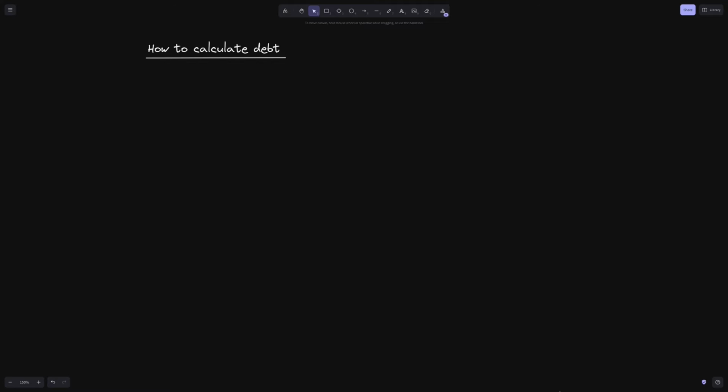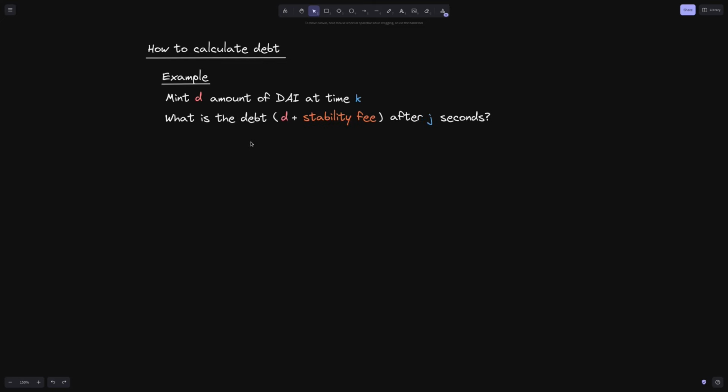intuitive. To understand how this algorithm works, let's first take a step back and go through an example of what the debt will be when a user mints some amount of DAI, and over some time period, let's calculate how much debt this user will have to repay. So as an example, let's say that a user mints D amount of DAI at time K. And we want to find what the debt is. This will be the amount of DAI that they borrow, plus the stability fee after J seconds.